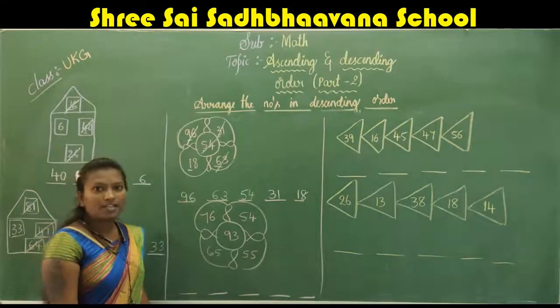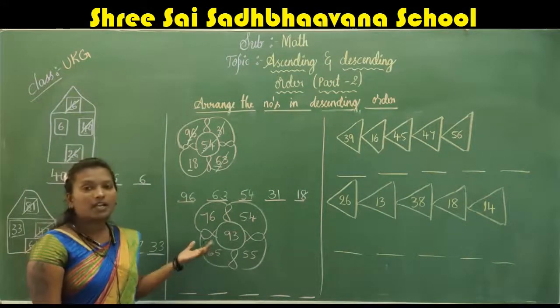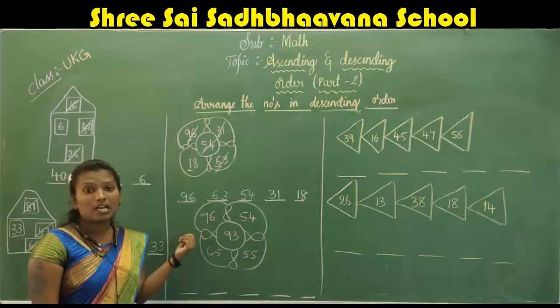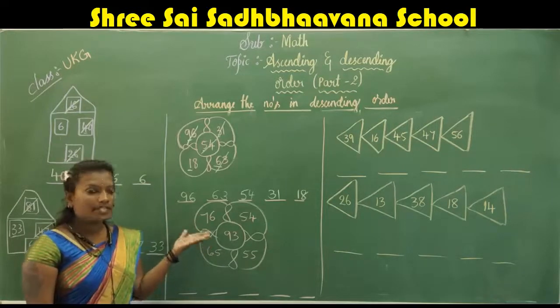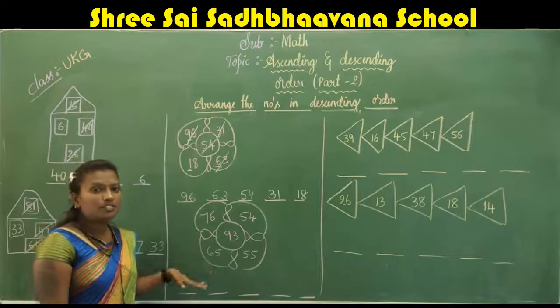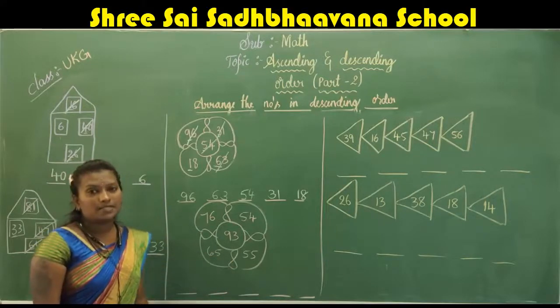Okay? You all understood, children? Using a diagram, they are given 4, 5, 6 numbers. In those numbers, the biggest number we have to write in the first place, second place, third place and last place.